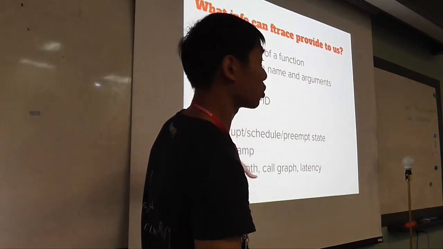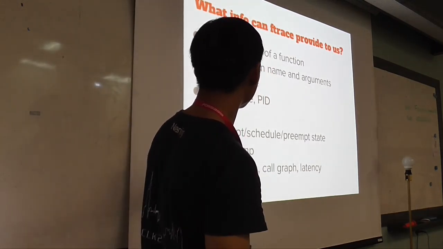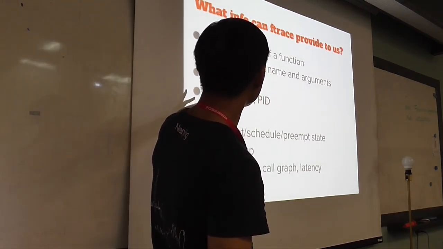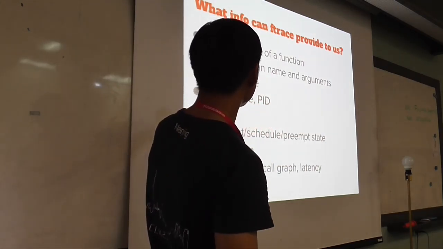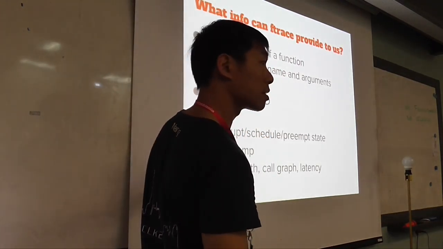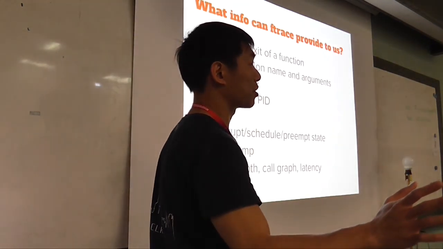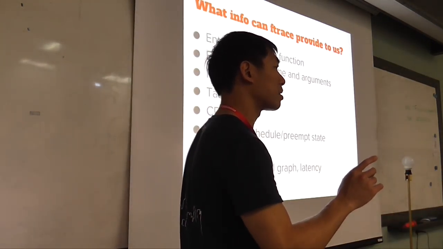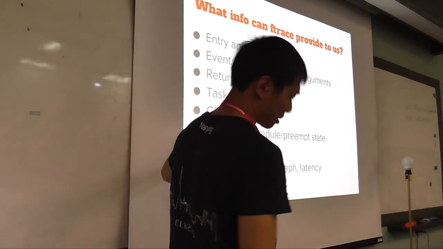Those are the pieces of information we can collect when the event occurs. For example, the time of a function call or exit, at every entry and exit of a function. So what kind of function is it? Every function. The kernel and user space? Yes. Okay.